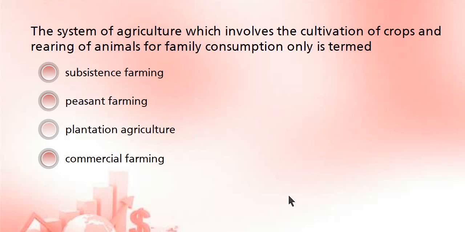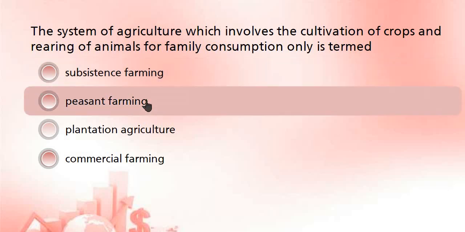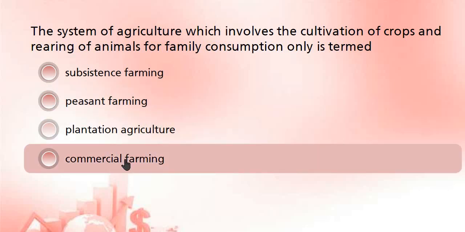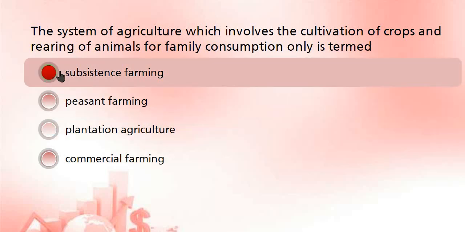Question 27. The system of agriculture which involves the cultivation of crops and rearing of animals for family consumption only is termed A. Is it subsistence farming, peasant farming, plantation agriculture, or commercial farming? The right answer is A. Subsistence farming. Subsistence farming is a self-sufficiency farming system in which the farmers focus on growing enough food to feed themselves and their entire family.